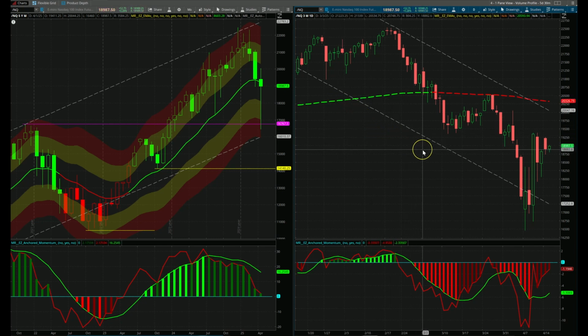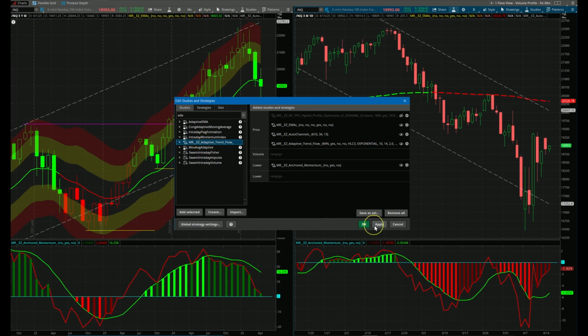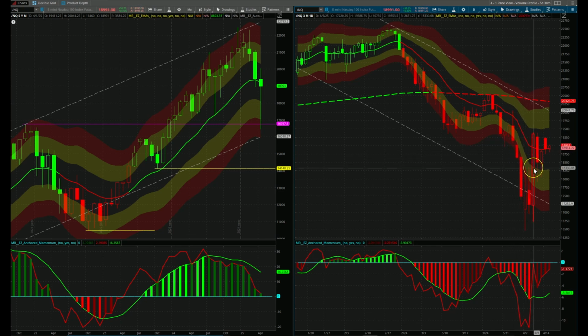Okay, so what else do we want to put on the chart? Let's see. I'll put the adaptive trend flow again. And what is it showing us? Well, the first thing it's showing us is we're all red. Even with the big goose in the market, still red. And we're looking for green. Ain't gonna find it, not right now.